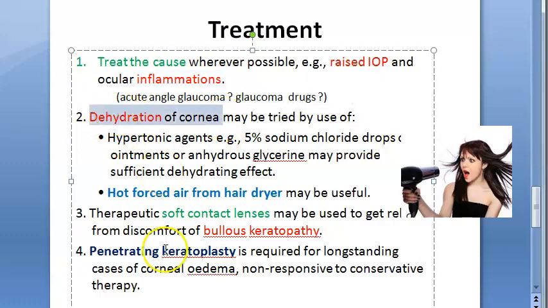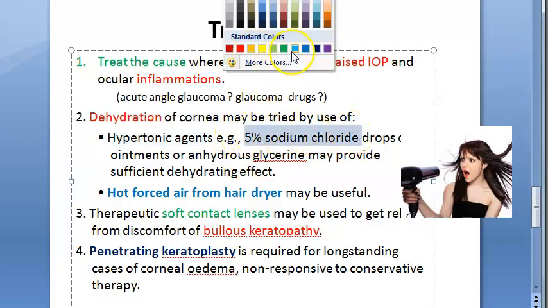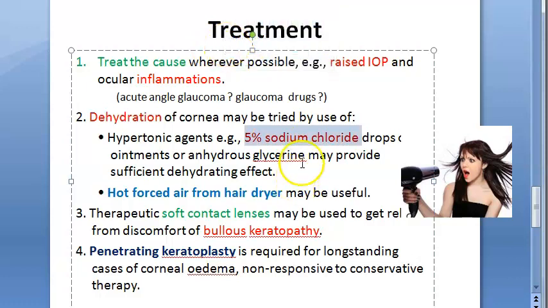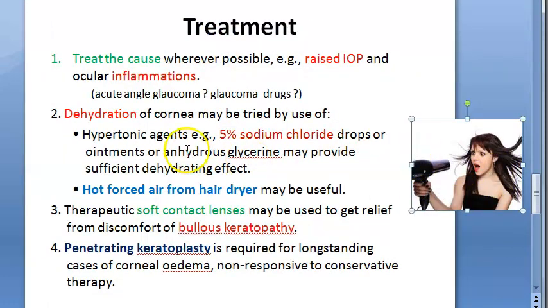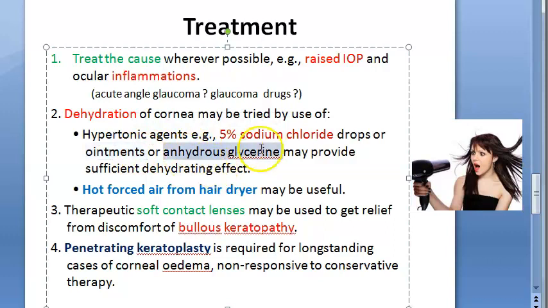Now, dehydration of cornea. This is something really strange. They're saying the cornea has more water, dry it. How do you dry it? They're saying use hot forced air from a hairdryer. That's really strange. Then they're using hypertonic agents like 5% sodium chloride drops. That's nothing but saline, right? But here it is a hypertonic agent. 5% sodium chloride drops or ointment, or anhydrous glycerin. So when it is anhydrous, it will remove the extra water. Anhydrous glycerin may provide sufficient dehydrating effect. That's all they want to do. They want to dehydrate the cornea.